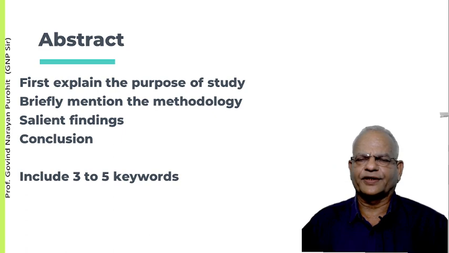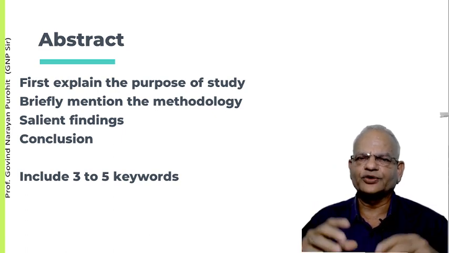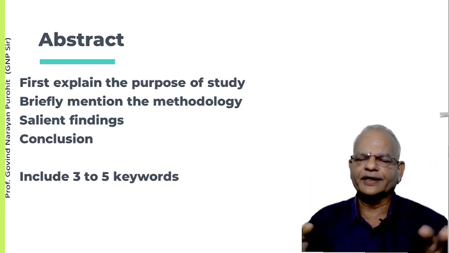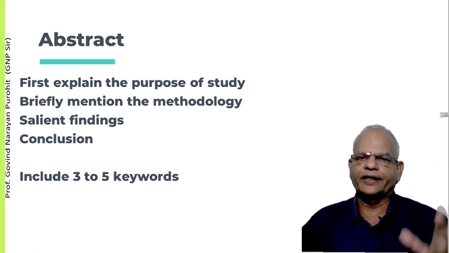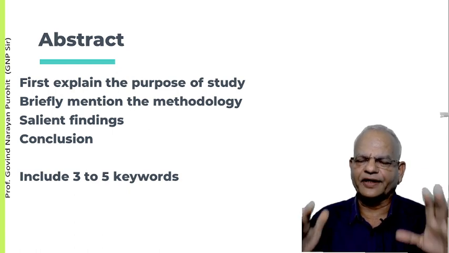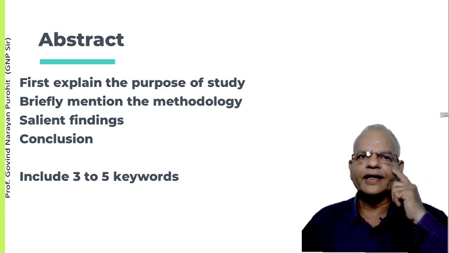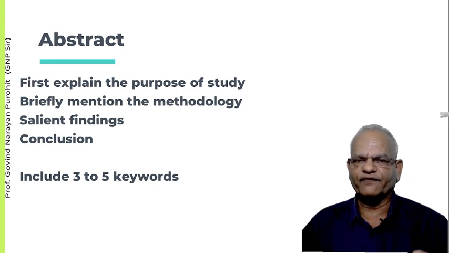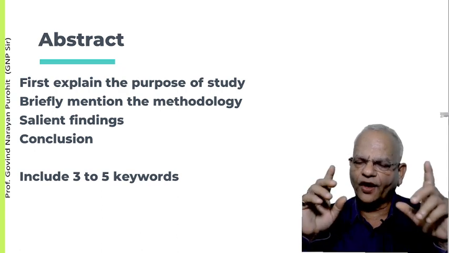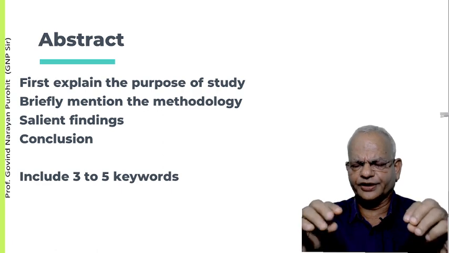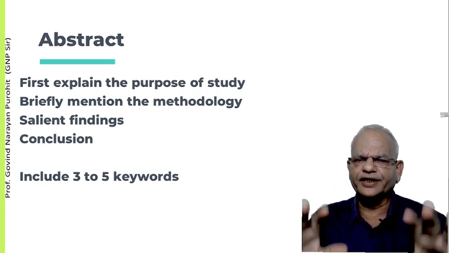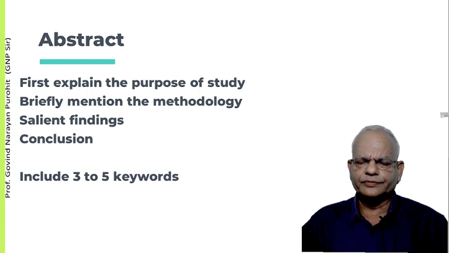Then many journals require that the abstract must be concise, 200 to 300 words, so make it accordingly. Then include 3 to 5 keywords. And at the end of your manuscript, after the conclusion, you should include a reference list. The style of references, you should first refer the journal to which you are submitting. You follow that style. Most journals mention in their author instructions which style they are following.